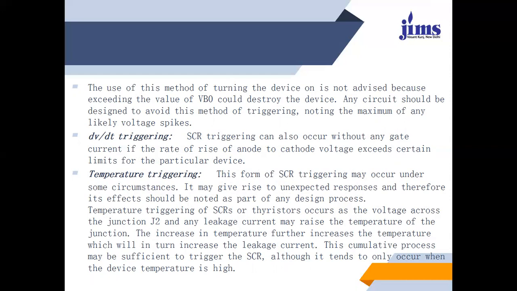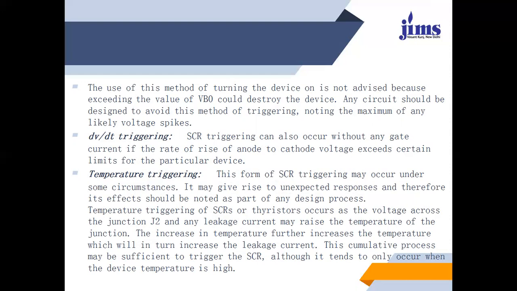SCR triggering can also occur without any gate current if the rate of rise of anode to cathode voltage exceeds a certain limit for the particular device. So by increasing the rate of change of voltage with respect to time, the device can be turned on. But this method is not as suitable as the previous one. Next method is the temperature triggering.